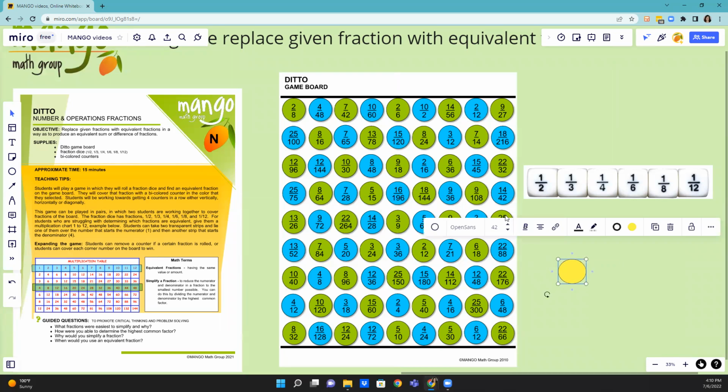So let's say they rolled 1/8. They could cover up this 2/16, because if I reduce that down, that's 1/8, and they can cover that up with their counter.